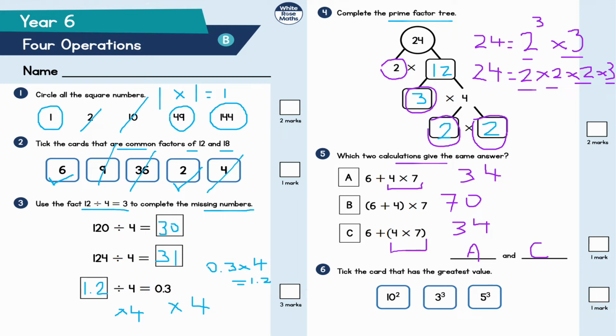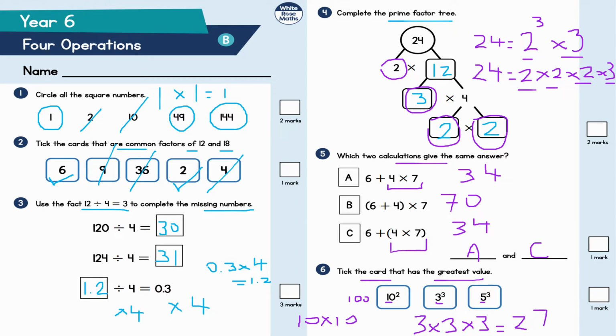Okay, question number 6. Tick the card that has the greatest value. 10 squared means 10 to the power of 2, so it means 10 times 10. So 10 times 10 is indeed 100, guys. Okay, 3 to the power of 3 just means 3 times 3 times 3. This is what I call my power, or my exponent. All I'm doing is timesing this base number however many times the power tells me to do it. Okay, if that makes sense. So that equals 27. So that's clearly not the biggest.